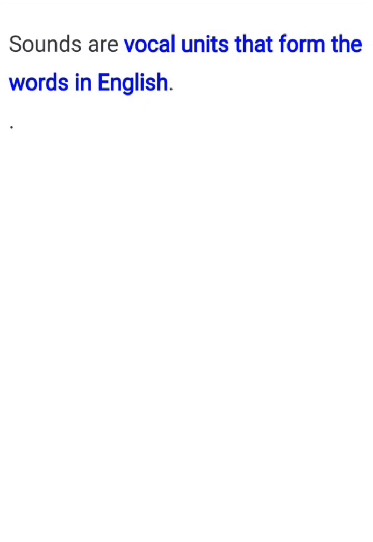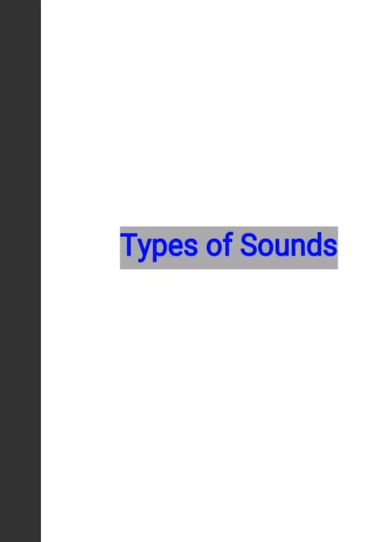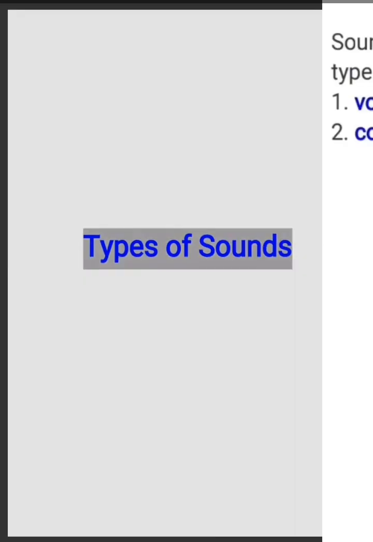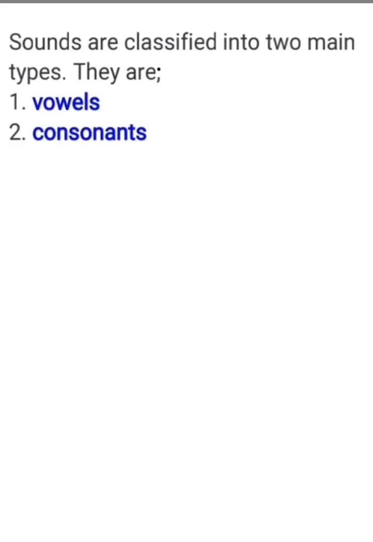And so let's make progress now to types of sounds that exist in speech. What are the types of sound that exist in phonetics? Let's see what they are from this slide. Sounds are classified into 2 main types. What are they? Vowels and consonants. And so the 2 main types of sounds we have in English are vowels and consonants.